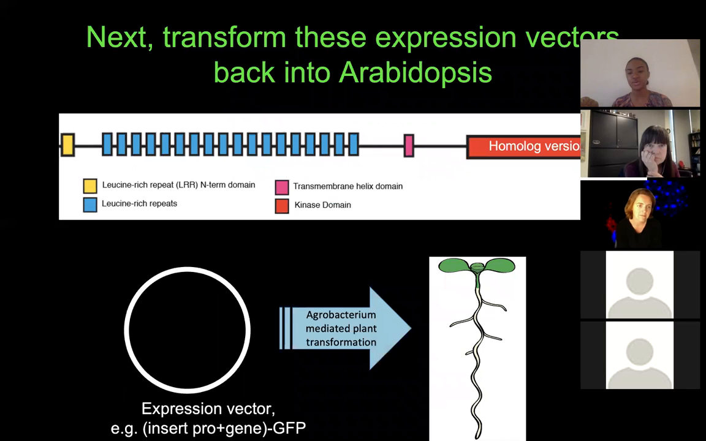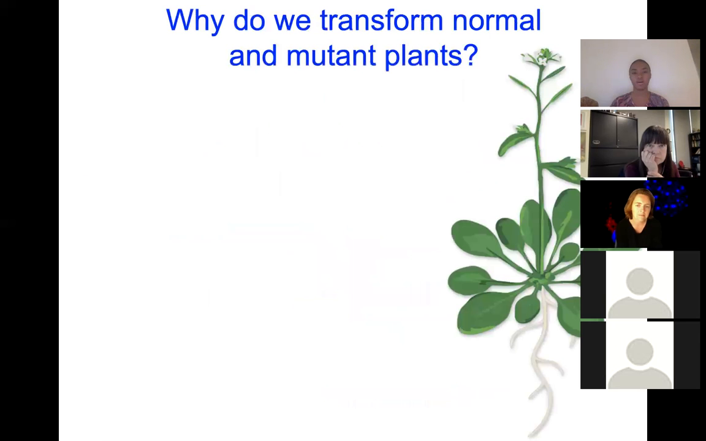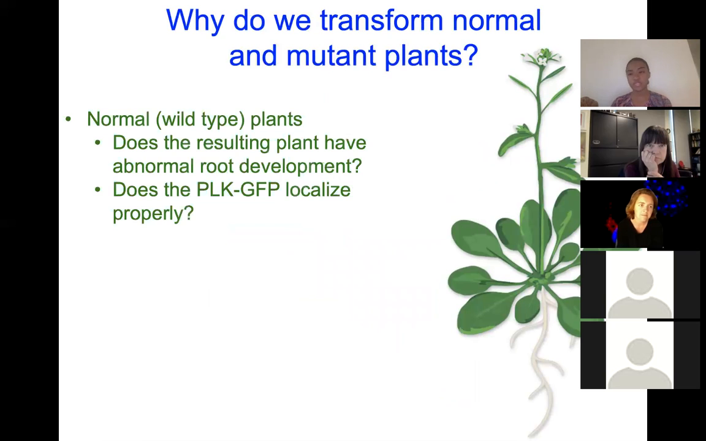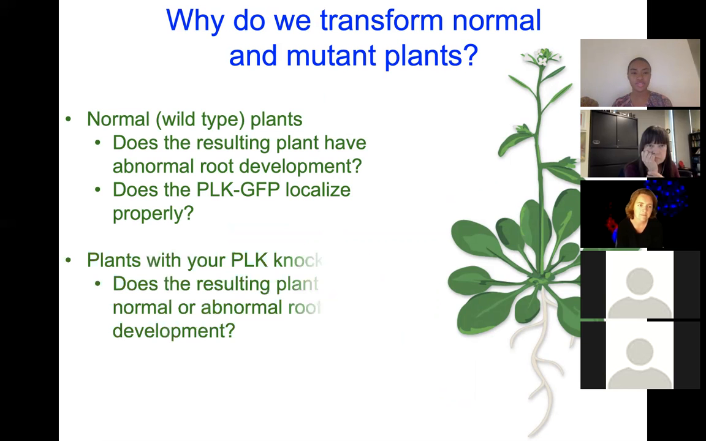clone into Arabidopsis, and we're going to insert it into both the wild type, which is Columbia, which will help us answer questions about localization. And then we also insert it into the mutant phenotype, which will help us to answer whether or not the expression vector can rescue that phenotype, which answers questions about function.